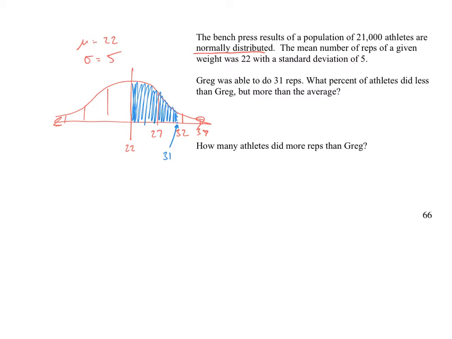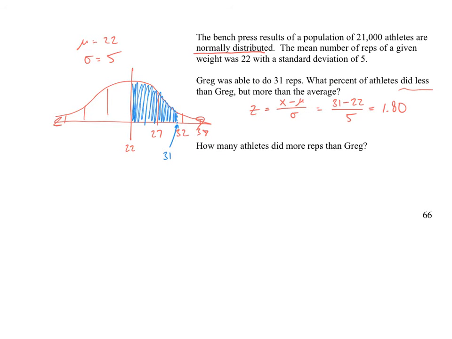Okay, so we need a z-score. So remember that the z-score is determined by taking the number, subtracting the mean, and then dividing by the standard deviation. So in this case, it's 31 reps minus an average of 22 reps divided by a standard deviation of 5. So this works out to a z-score of 1.80, and we can use that now when we go to our table to figure out exactly what percent of the athletes would have done less than Greg, because we're going to focus on that first. Less than Greg, but more than the average.